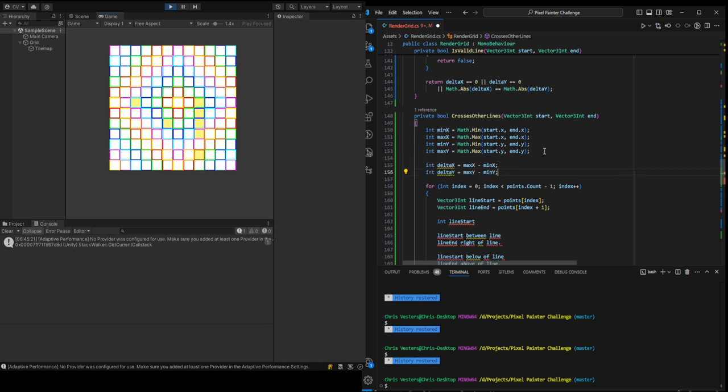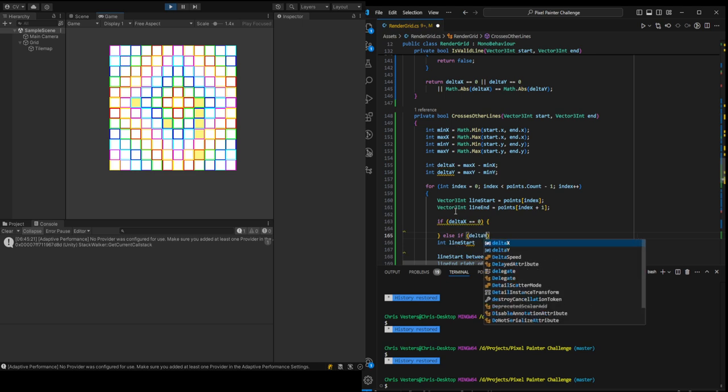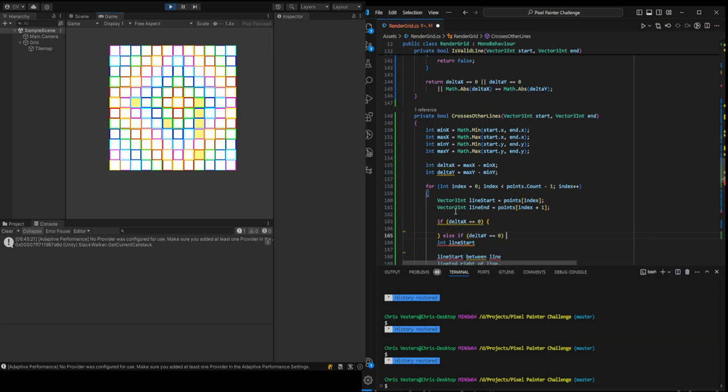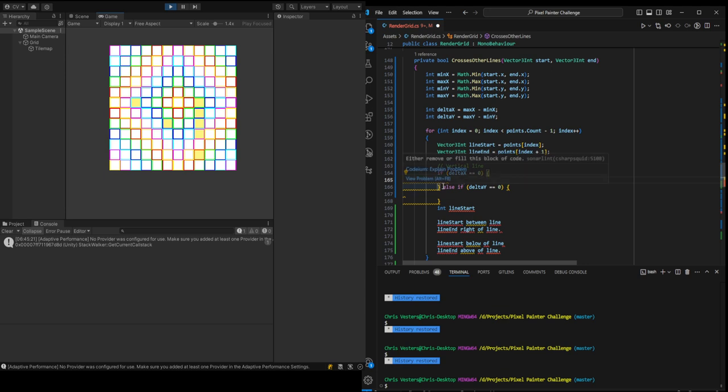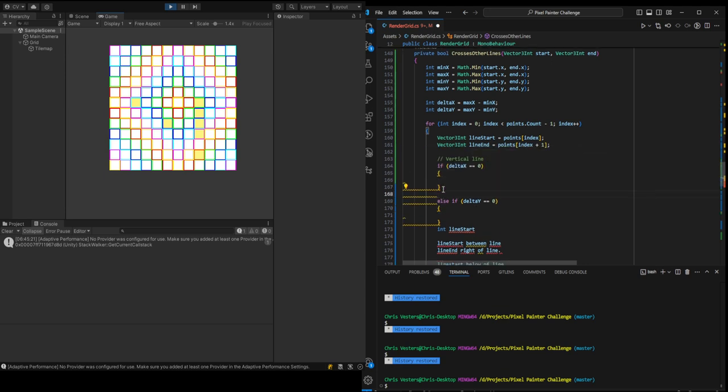So if one of these is 0, let's say if delta x equals 0, or if delta y equals 0, these are two very easy cases. If delta x equals 0, that means, let's say I have a vertical line. I really don't like that, actually this is better. Horizontal line.